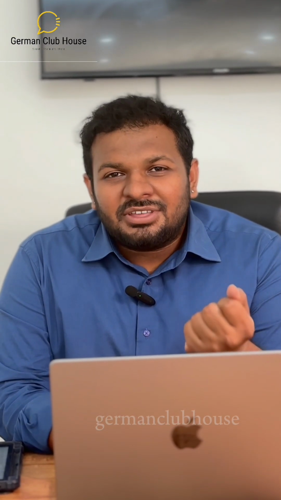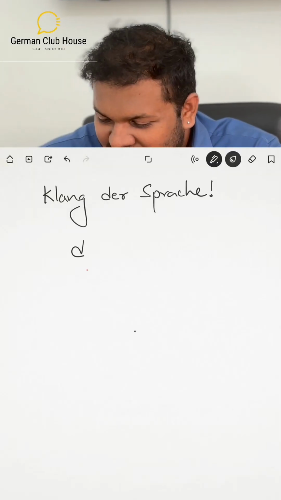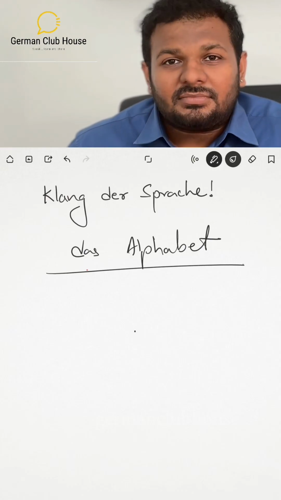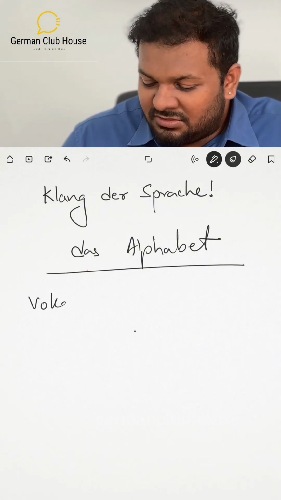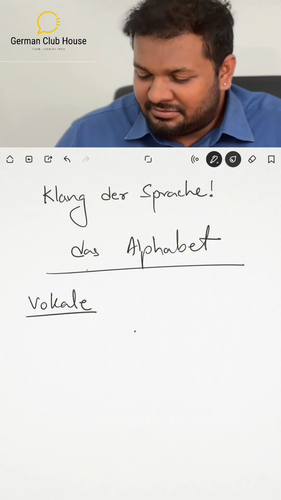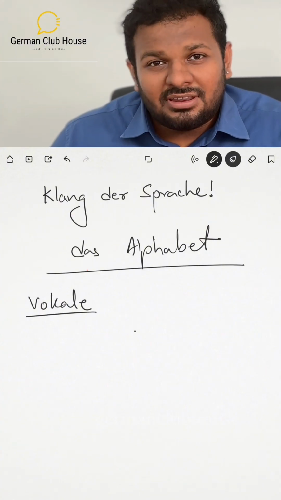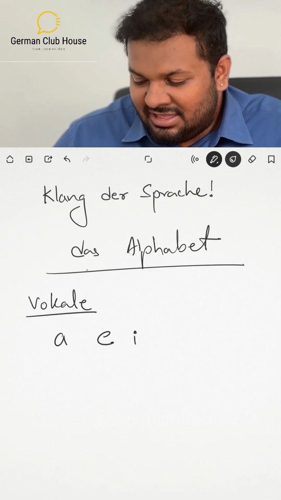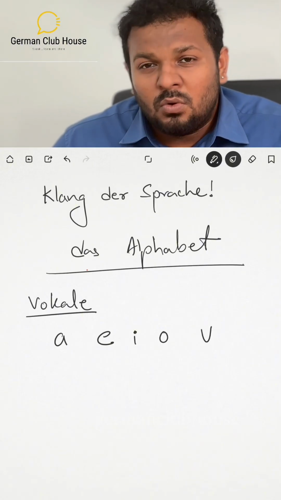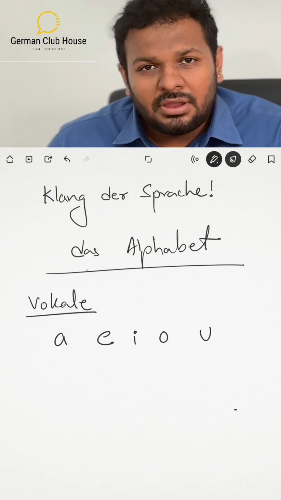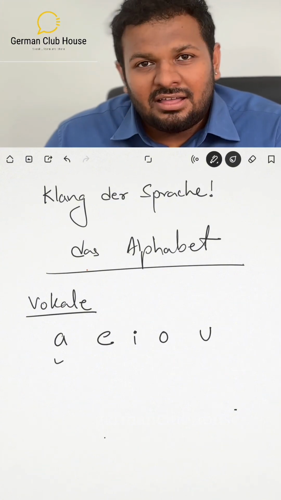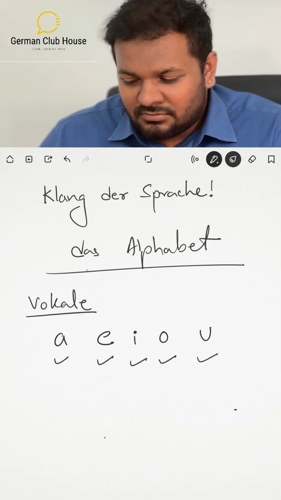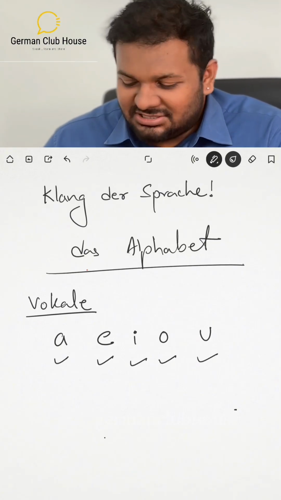Alright, let's begin. Here I'll start with the alphabet. Das Alphabet. In that, first we'll start with vowels, called Vokale. The first letters you want to learn and master are these letters: A, E, I, O, U. Once again, A, E, I, O, U.